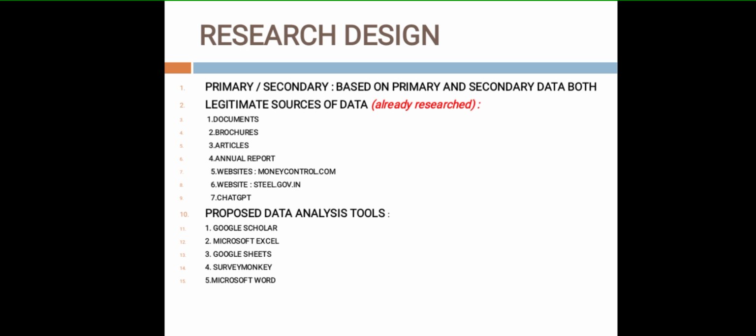That means we will use both primary and secondary data in our research, and the sources we will use to collect the data are documents, brokers, articles, past annual reports of the companies, and some websites will help us to get the data, like moneycontrol.com and government websites, ChatGPT, etc.